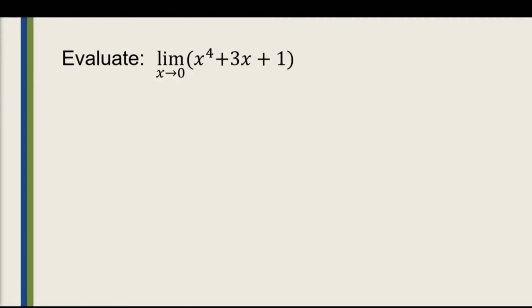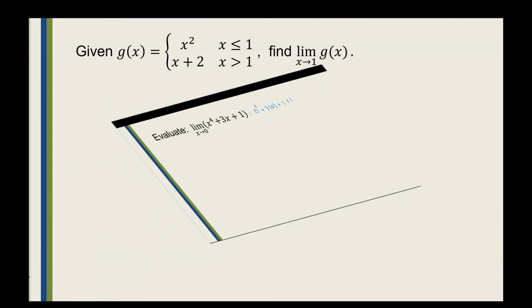So in this example, we want the limit as x approaches 0 of x to the 4th plus 3x plus 1. So x to the 4th plus 3x plus 1 is a polynomial function, and so that means we can evaluate this limit by direct substitution. So this would just be 0 to the 4th plus 3 times 0 plus 1, which is just 1.